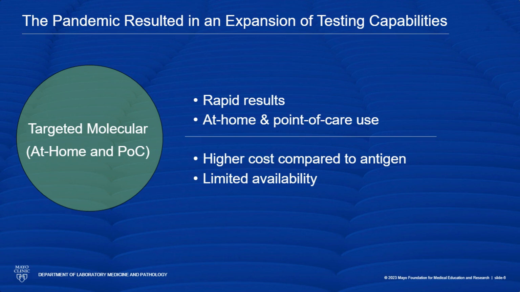And in the pandemic, there was limited availability of these at-home or point-of-care molecular tests. But now there seems to be an increasing availability to purchase these tests. And I anticipate over the course of the next 3 to 5 years, we'll see a dramatic expansion in the availability and development of new at-home and point-of-care molecular tests for respiratory infections, sexually transmitted infections, and other diseases.